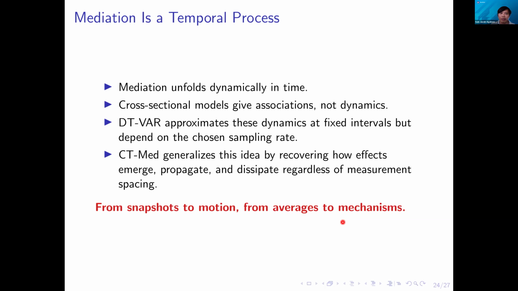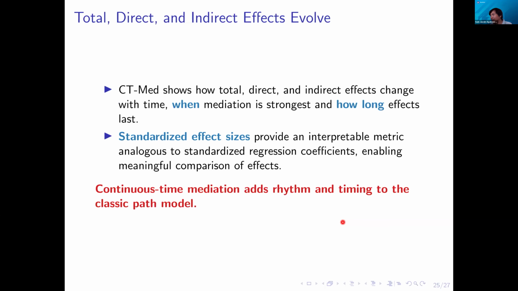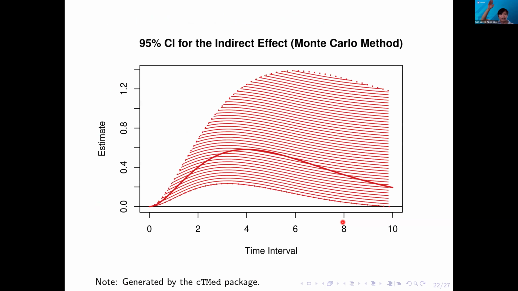So we can move from snapshots to motions, from averages to mechanisms. These are the hypotheses that we have in our substantive fields, and using the continuous time mediation framework allows us to map out our theories more closely to how we analyze the data and interpret the results. Continuous time mediation shows how total, direct, and indirect effects change with time, when mediation is strongest, and how long the effects last.